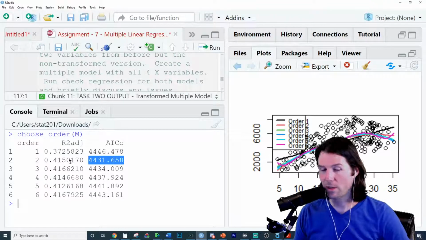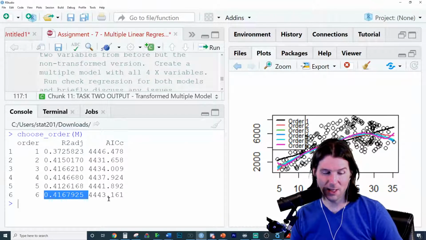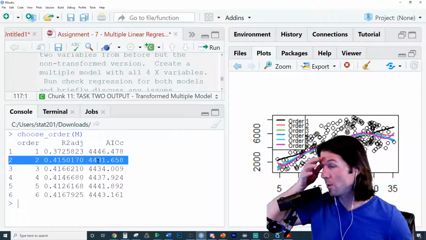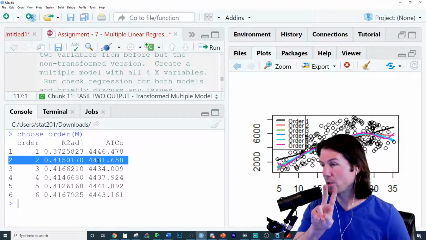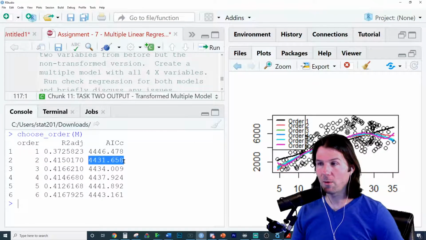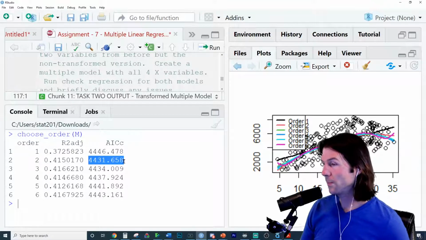By adjusted R-squared, you could say this one, but I'm going to go right here. There's a lot of ways to look at stuff. So we'd use lowest AIC is better, and an AIC within 2 is virtually identical. You would look at these and say, okay, this is the lowest. And here's kind of what you would do also.